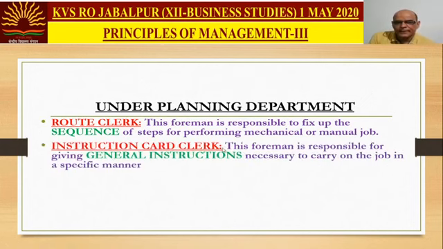In planning department the another clerk is instruction card clerk. His main work is to issue the general instructions which are necessary to carry out a particular job in a specific manner, like how this task will be performed. Where route clerk is deciding the sequence, the instruction card clerk is telling how, the method, how the work will be performed.